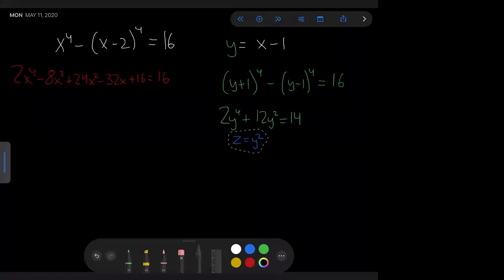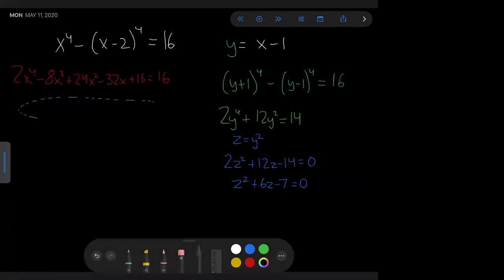Now we can do this, and this is where we just substitute back in. Instead of y to the fourth, we put z squared. So 2z squared, and instead of 12y squared, we say 12z. So we're going to move the 14 over: 2z squared plus 12z minus 14 equals 0, and z squared plus 6z minus 7 equals 0.